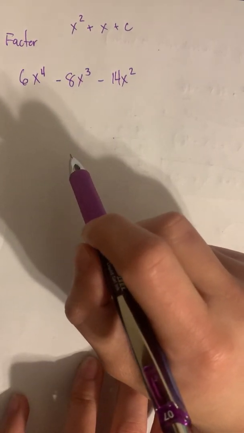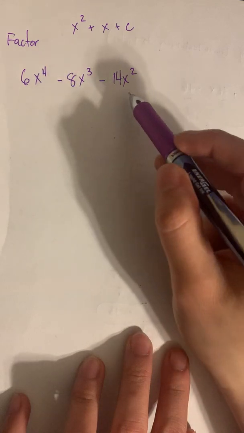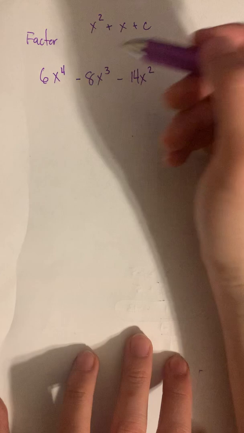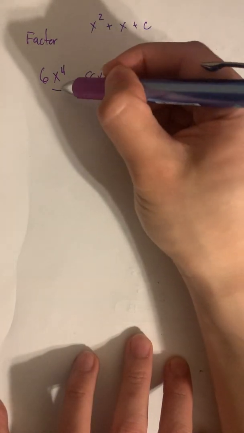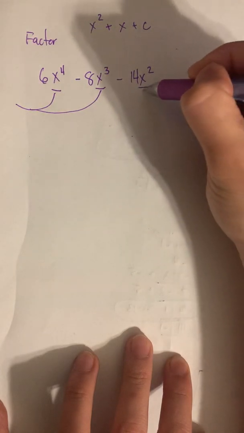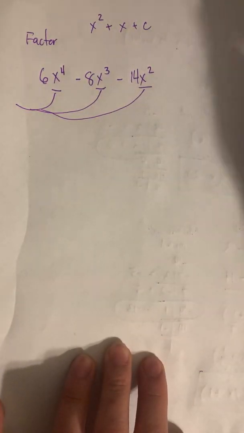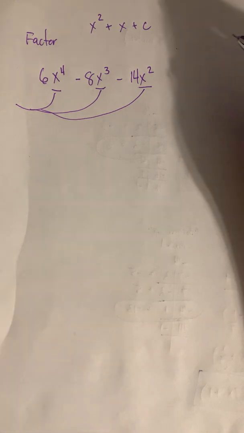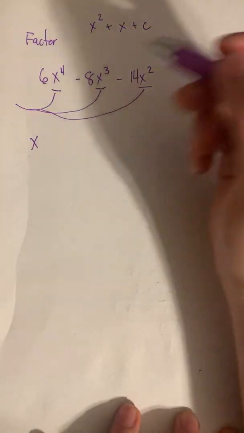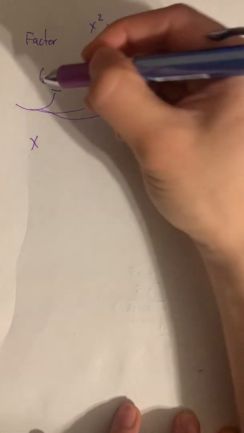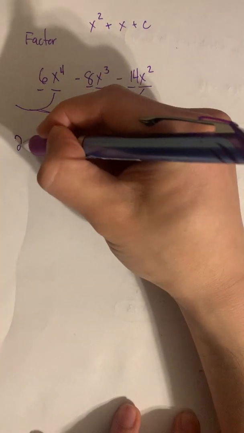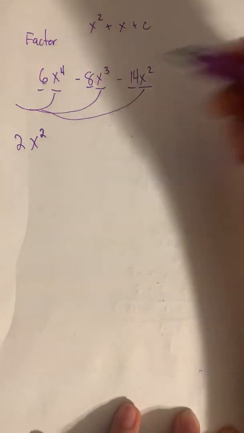So what we can do, similar to the first example, is go ahead and factor out an x to the 2nd term. So it's basically reverse distributing. We're going to factor out an x to the 2nd term from each one of these. All right, so I'm going to put that in front. It looks like I can factor out a 2 from each one of these as well. So I'm going to factor out a 2x to the 2nd from each one.